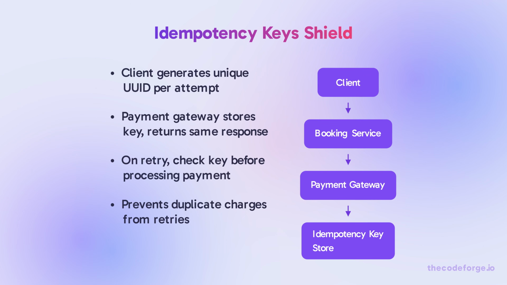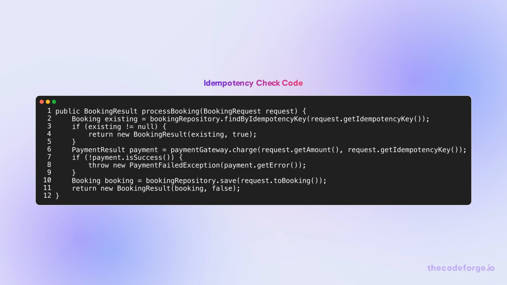Idempotency keys are your shield against duplicate payments. When a payment request times out and the client retries, the key ensures the gateway doesn't charge twice. Here's the idempotency check. If the key already exists, return the existing booking without charging again. Otherwise, process payment and create the booking.